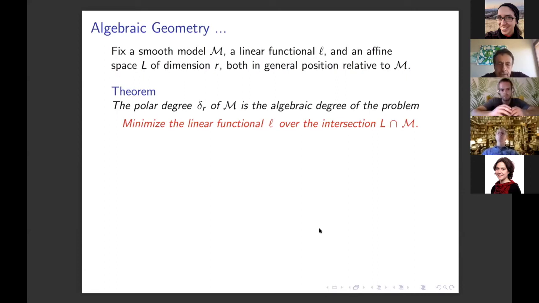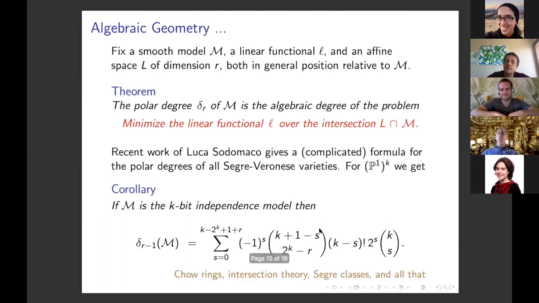So there are 2 ways to think about this statement. If you know what a polar degree is, then this is a theorem. If you don't know what a polar degree is, then you can take that as a definition. Okay, so you can think about this either as a theorem or as a definition. Now, if you think about this as a theorem, there are formulas. In particular, there was a nice recent dissertation by Luca Sodomaco that gives a formula for all independence models.